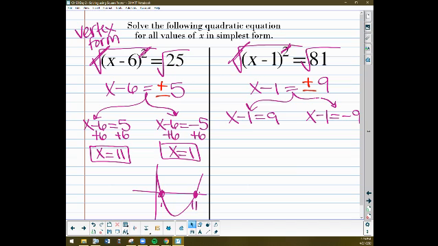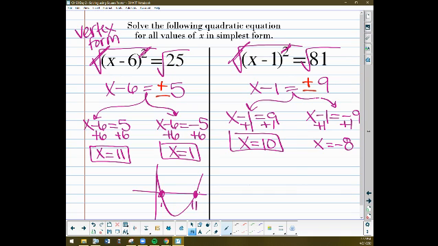Okay, so now I add 1. And one of my solutions is 10. And then on the right, I add 1. Negative 9 plus 1 is negative 8. So one of my solutions is 10, and one of my solutions is negative 8.